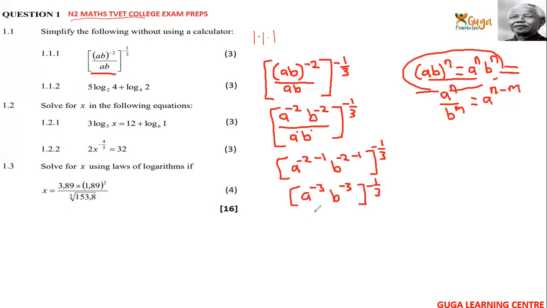So now you just multiply what is inside. You're going to have A to the negative 3 multiplied by negative 1 over 3, and you do the same with B: negative 3 multiplied by negative 1 over 3. Negative multiplied by negative is positive. 3 and 3 will cancel out, and you're left with A. And likewise 3 and 3 will cancel out, and you're left with B. That's your final answer. Okay, let me erase, and then we do 1.1.2.